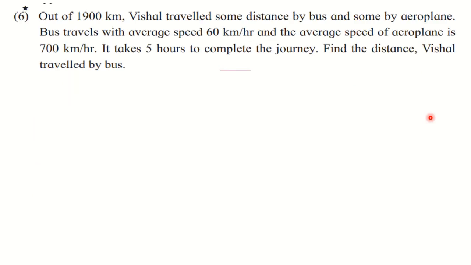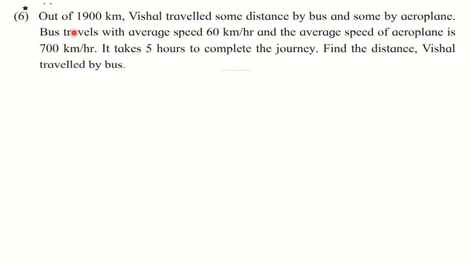Next, question number 6. Okay, this is an important question. Out of 1900 kilometers, we shall travel some distance by bus and some by aeroplane. The bus travels with an average speed of 60 kilometers per hour and the average speed of the aeroplane is 700 kilometers per hour. It takes 5 hours to complete the journey. Find the distance we shall travel by bus.